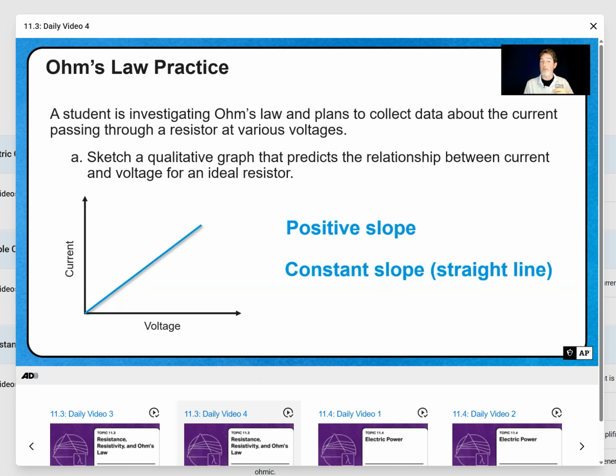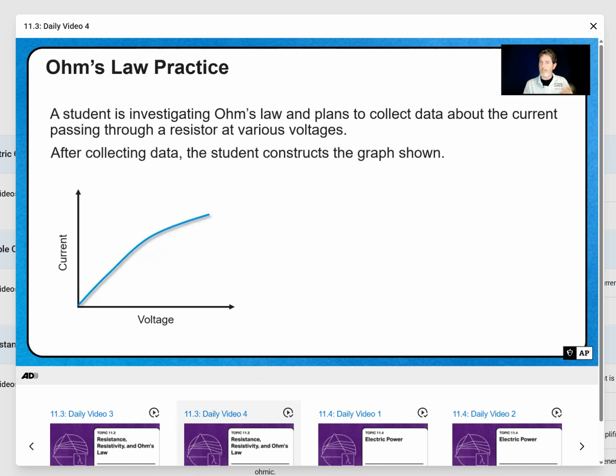It's a straight line. When we say a qualitative graph, it doesn't necessarily have numbers. We're looking for the shape of the line. Is it straight? Does it have a curve when it needs to have a curve? So a qualitative graph is different than a quantitative graph, in that we're looking for the shape that demonstrates the relationship between the quantities. Carrying on, a student instead, when they measure their data, gets this graph.